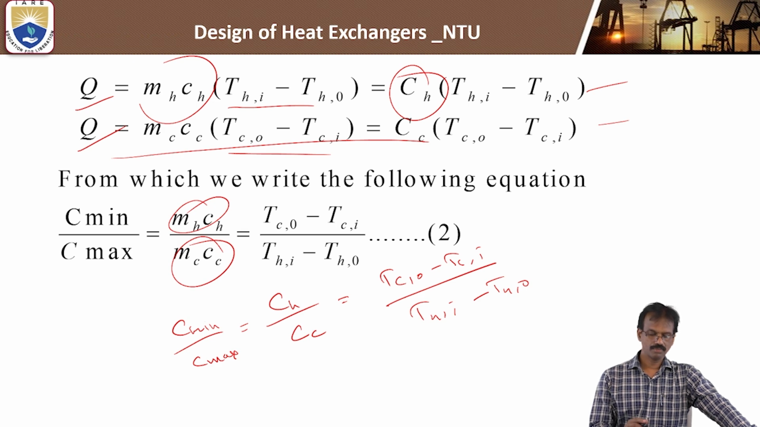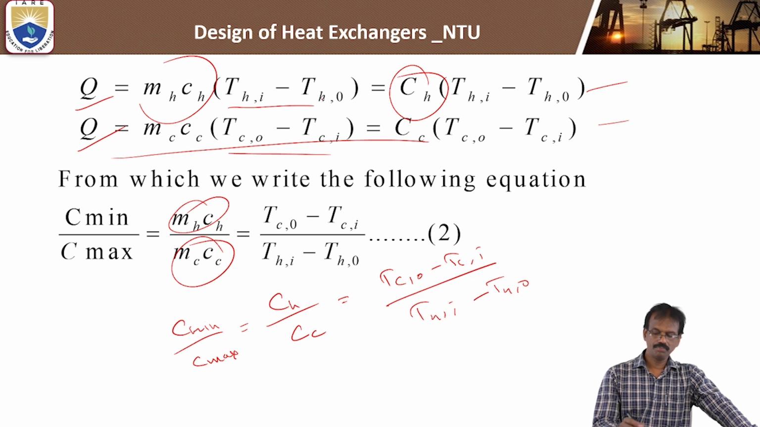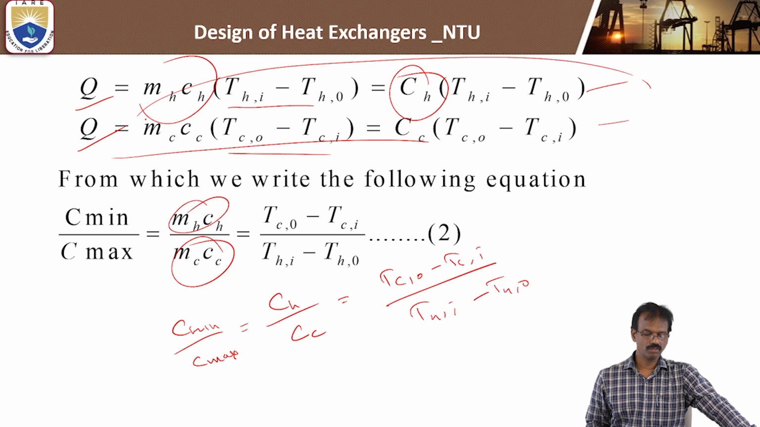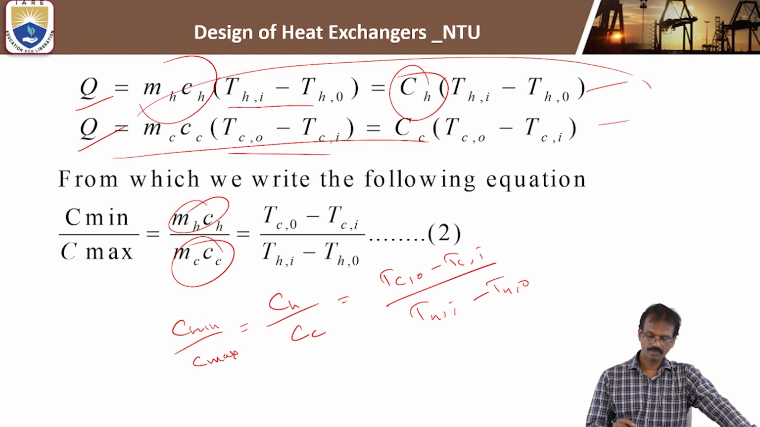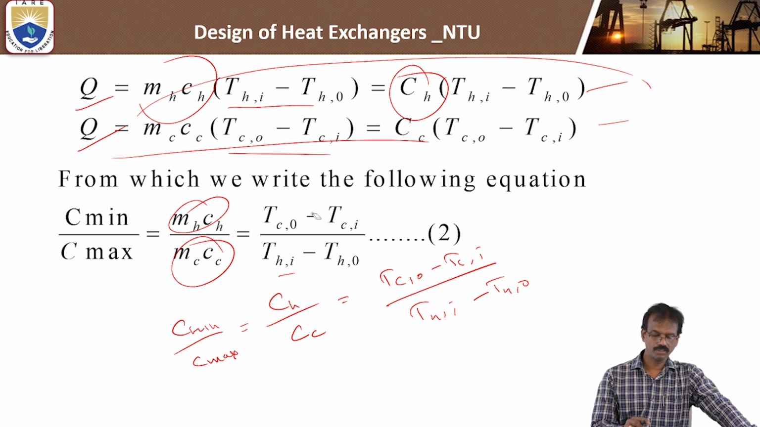THi minus THo, so the maximum is equal to that. By using these formulas, we are writing this one, THi minus T, this one is equal to the hot fluid outlet. So this one is nothing but THi.